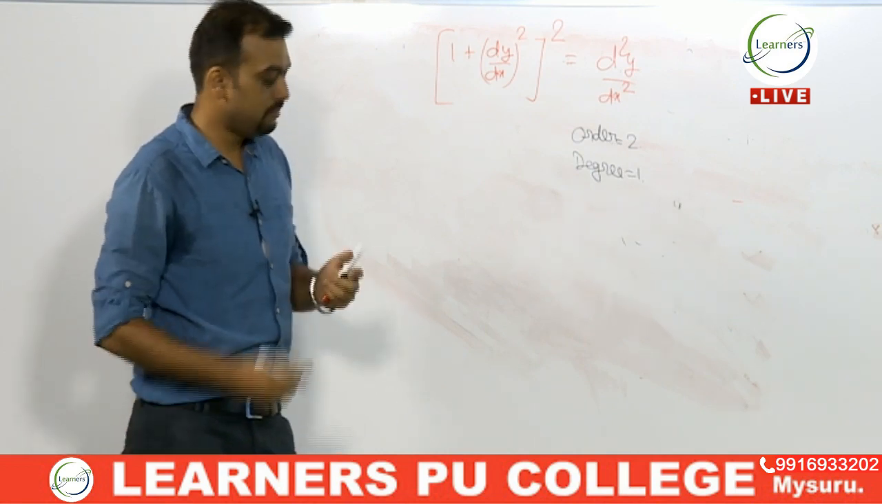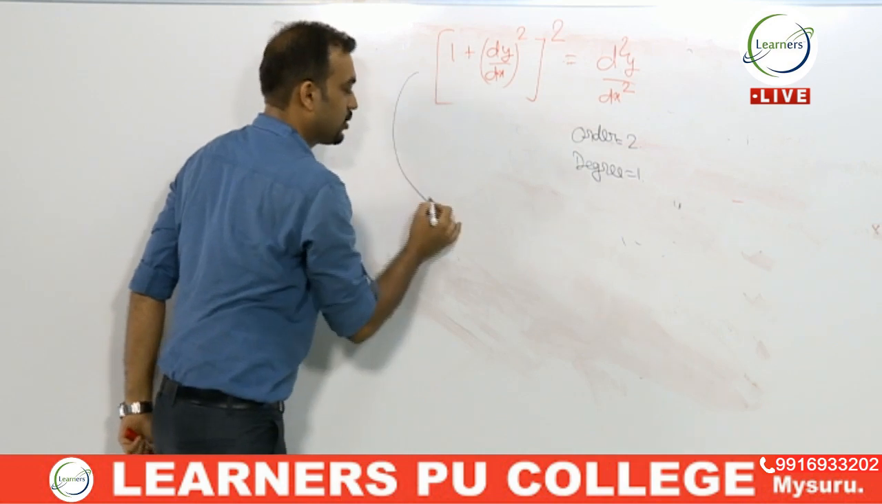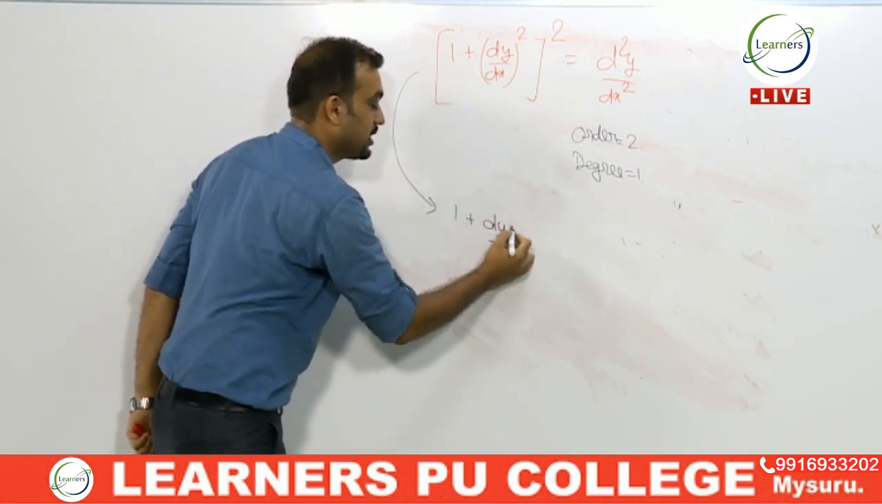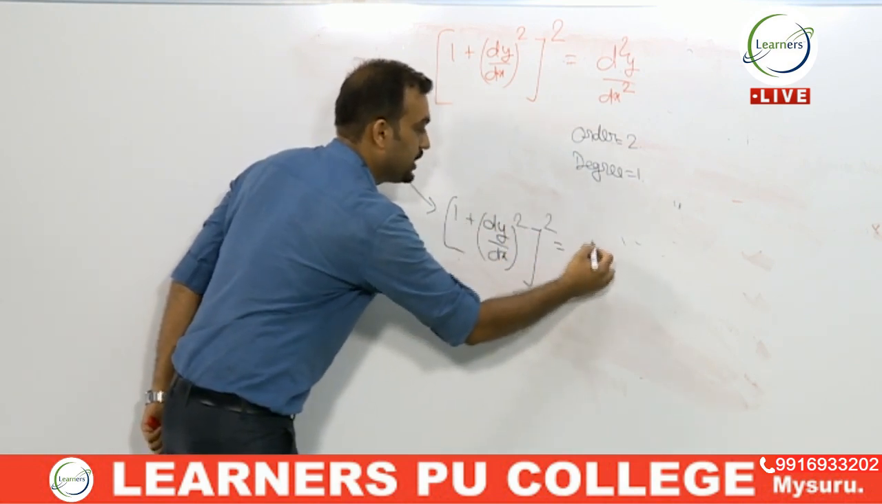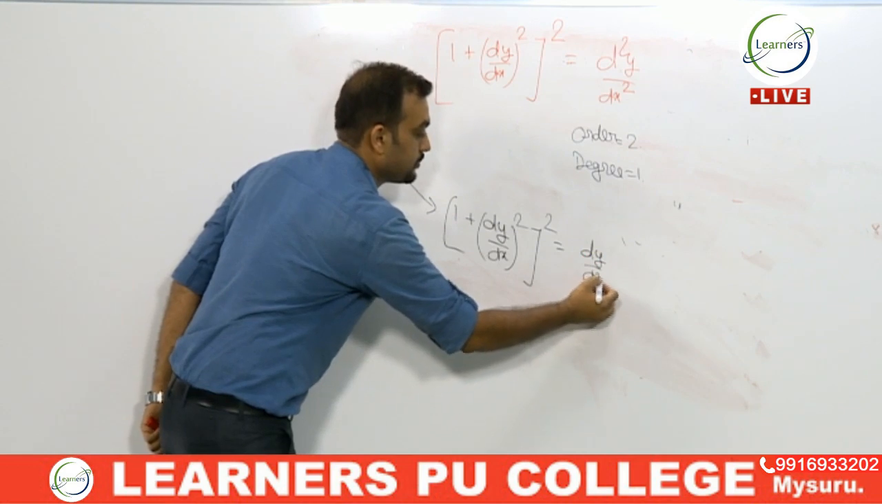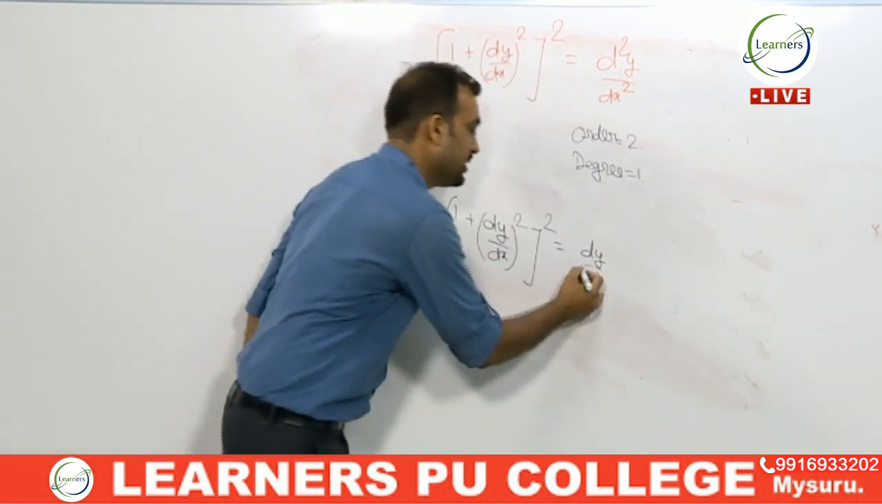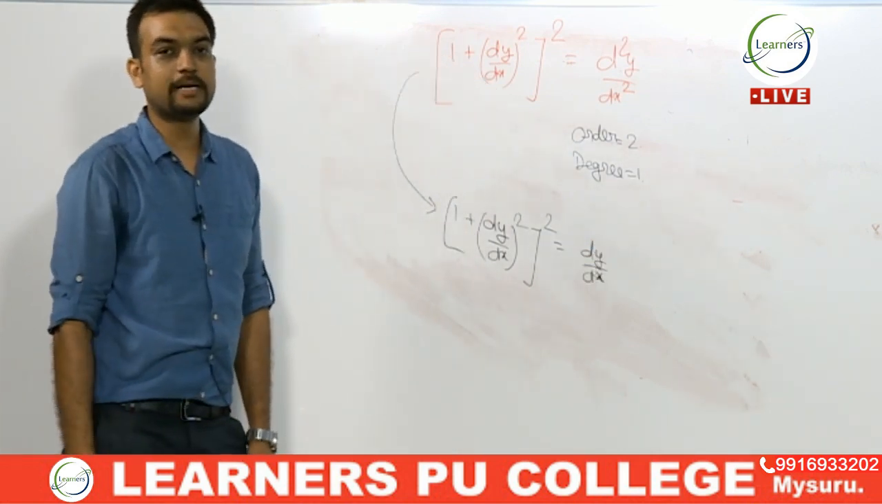Now I will make this problem a bit interesting. I'm not saying that this is a differential equation. I'm simply changing one term. (1 + dy/dx) whole square is equal to dy/dx. Now I'm expecting you should be able to tell me the degree of this differential equation. So, what is the degree?